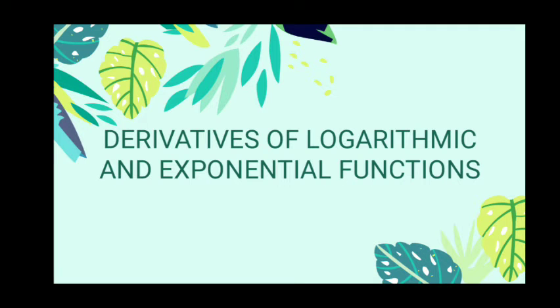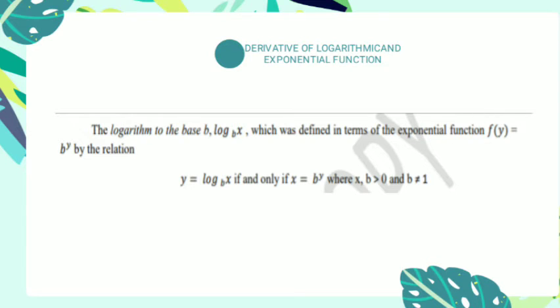So the next topic would be the derivative of logarithmic and exponential functions. Logarithm to the base b, log base b of x, is defined in terms of the exponential function f of y equals b to the power of y by the relation y equals log base b of x if and only if x equals b to the y, where x is not equal to 0 and b is not equal to 1. So to find the derivative of other logarithmic functions, you must use the change of base formula. Log base a of x is equal to the natural log of x over the natural log of a. With this, you can derive logarithmic functions with any base.